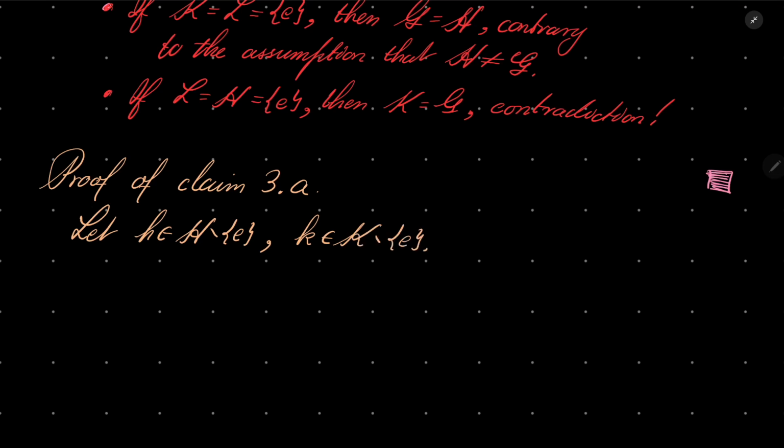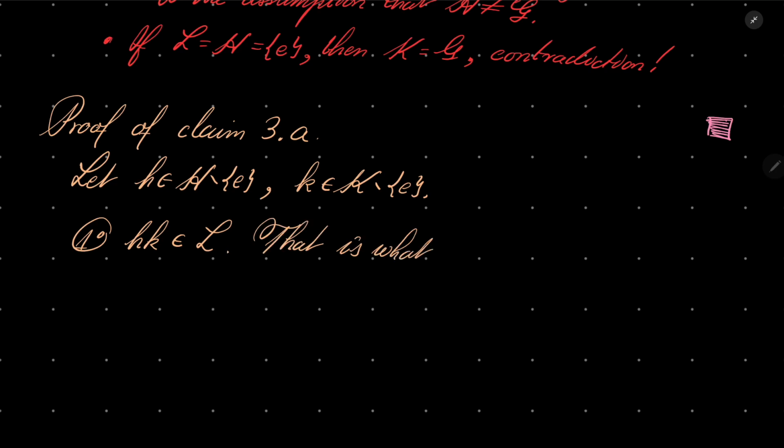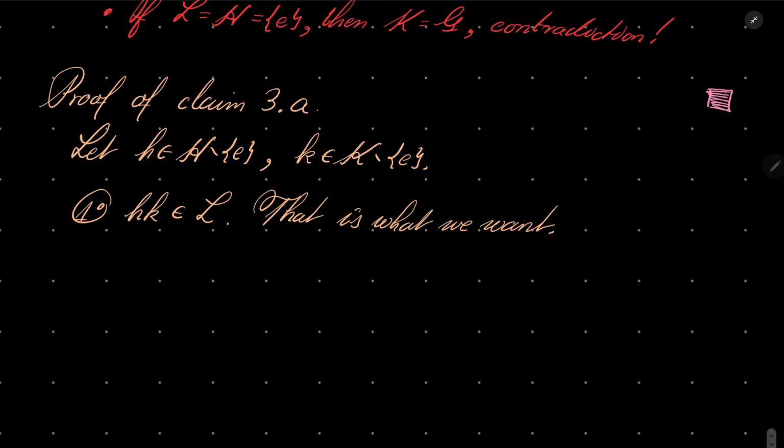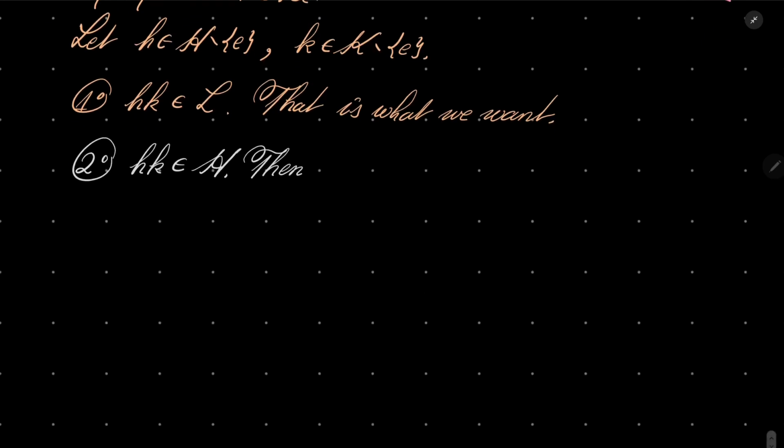Well, then we have three possibilities. Let's consider three possibilities. First possibility. If hk is in L, well, that is what we want. Nothing to be done. Second possibility. Let's consider second possibility that hk is in H. Well, then we have the following development. Then h inverse is also in H.